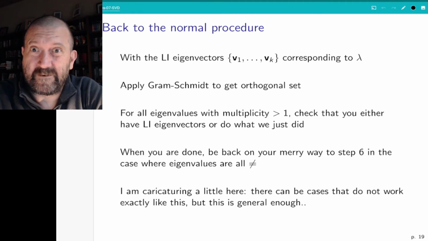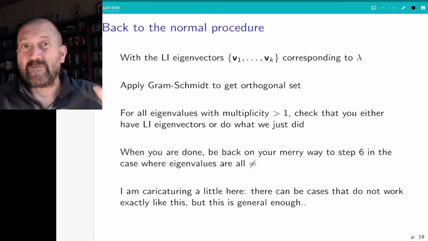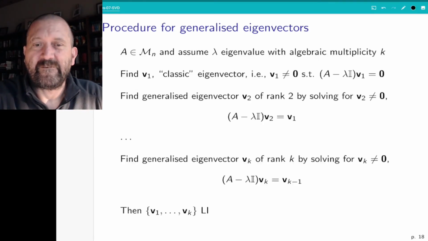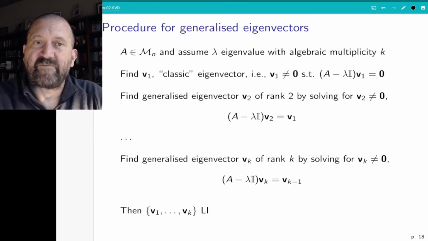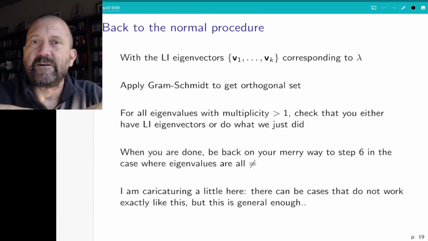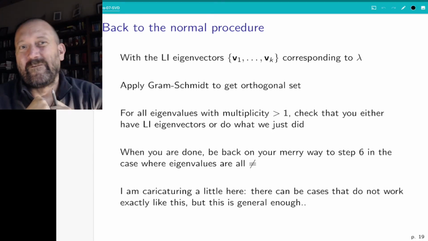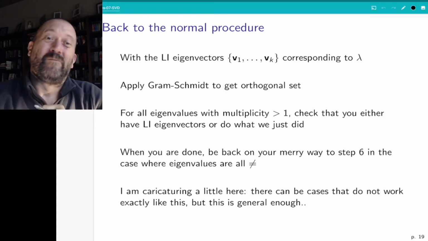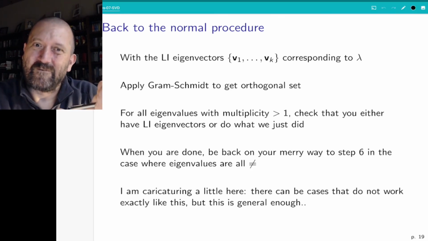You have your linearly independent eigenvectors corresponding to lambda, whether it is because things worked out quite well, as I was pointing out here, or it is because you've applied this procedure, but you've got a linearly independent set. Well, now you need to make it orthogonal. So you apply Gram-Schmidt to this set to make it an orthogonal set.